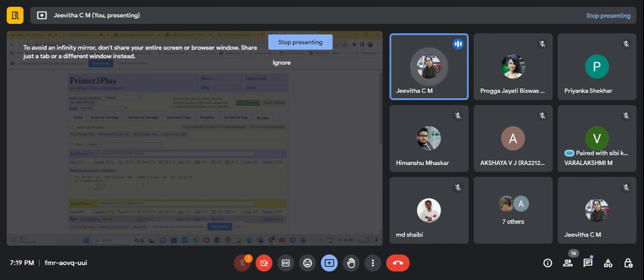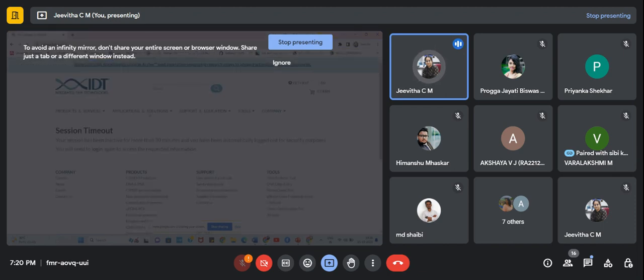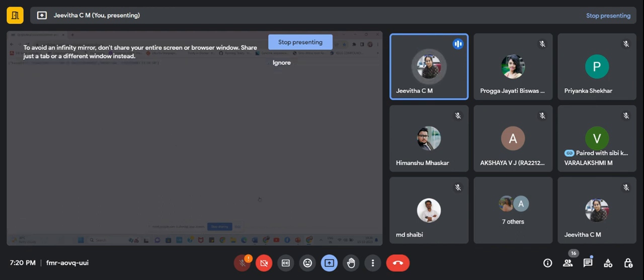In that case, we'll be using the OligoAnalyzer. Now I'll show you how to analyze primers in the OligoAnalyzer. You have to register here, and only then can you analyze. You can't directly use the OligoAnalyzer. You have to make an account.